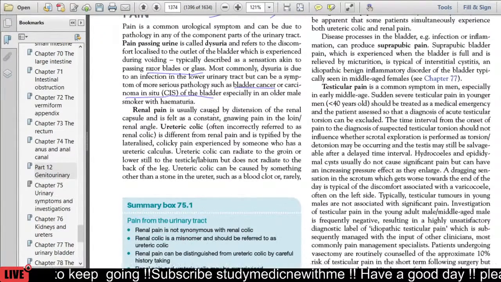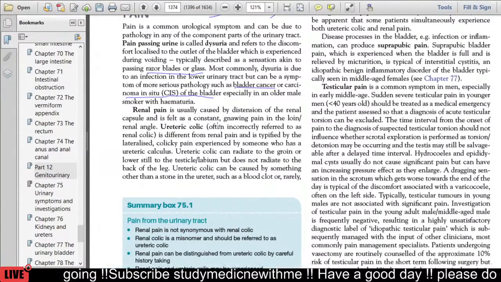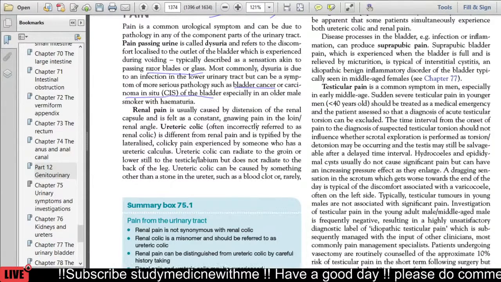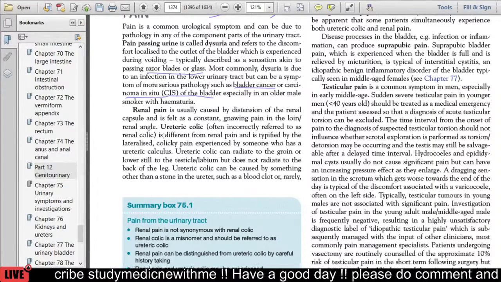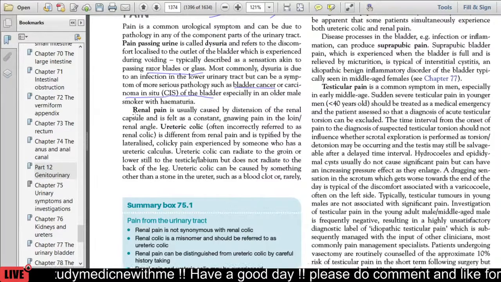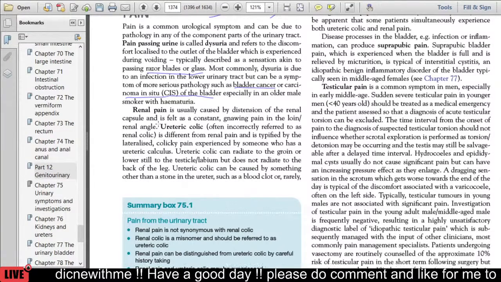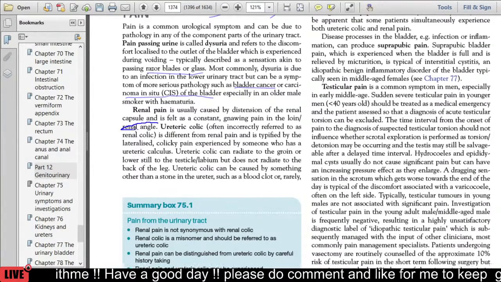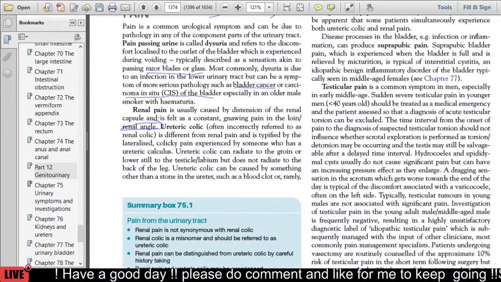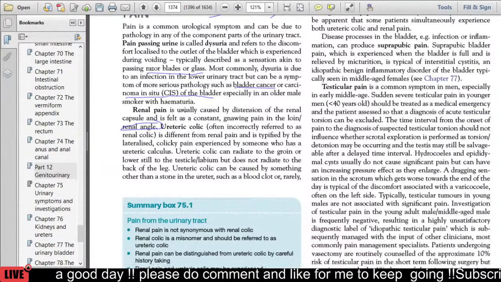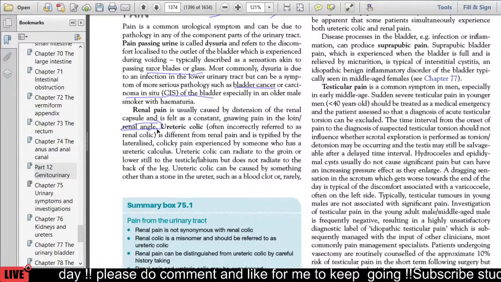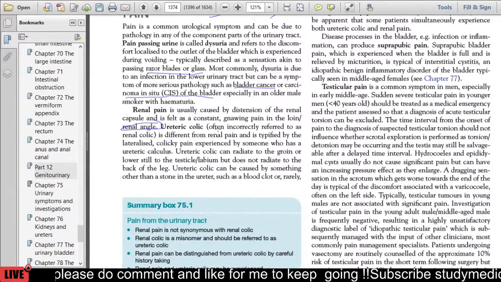Renal pain is usually caused by distension of the renal capsule and is felt as a constant gnawing pain in the loin, the renal angle. I just forgot about the renal angle. Where does it lie? Renal pain is usually caused by distension of the renal capsule and is felt as a constant gnawing pain in the loin.